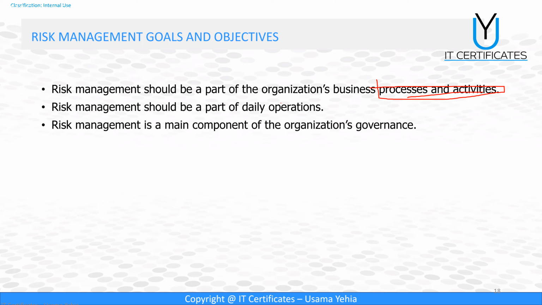Risk management is a part of organization governance, because organization governance helps in protecting the assets, and it helps in achieving the goals and objectives. Risk management helps in achieving asset protection. This means that governance and risk management are very important and complement each other, or risk management will be a main component of organization governance.